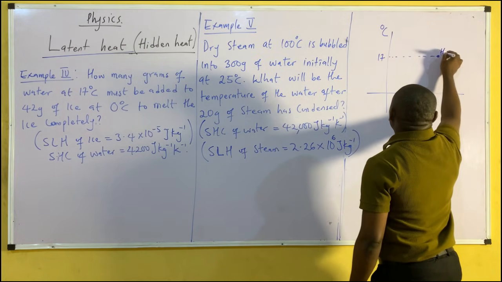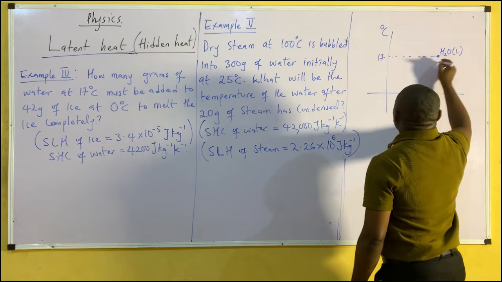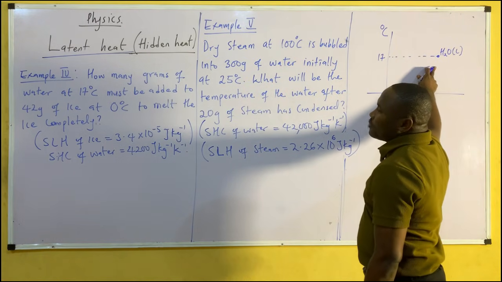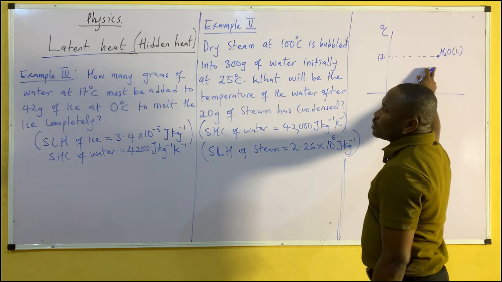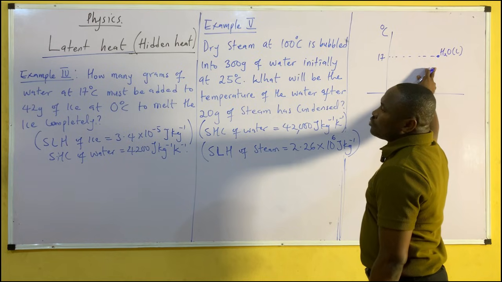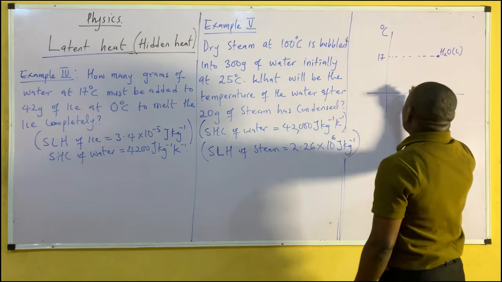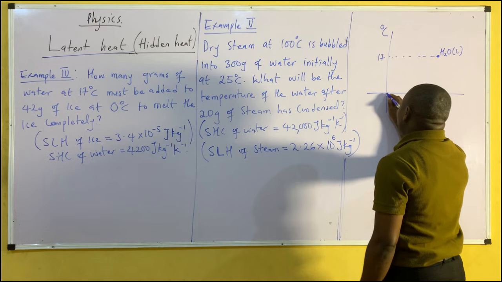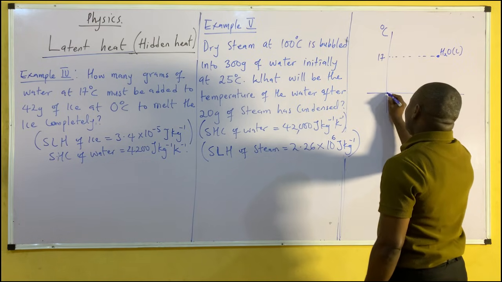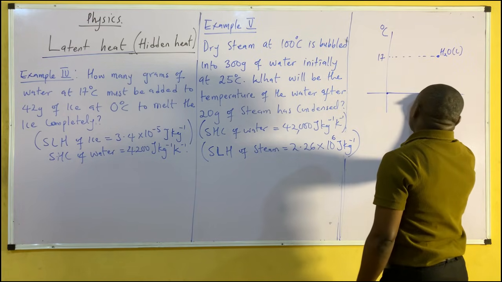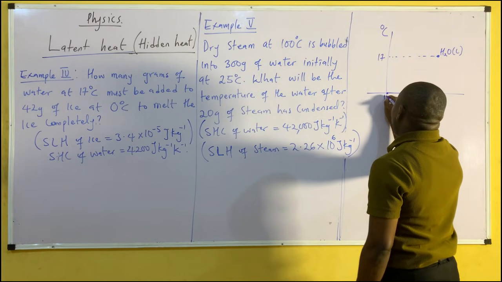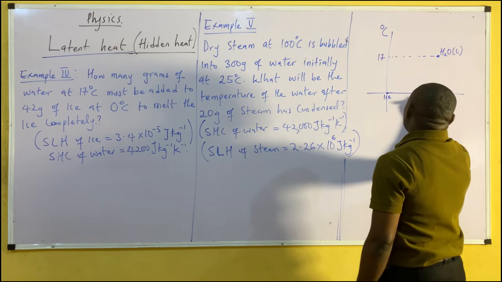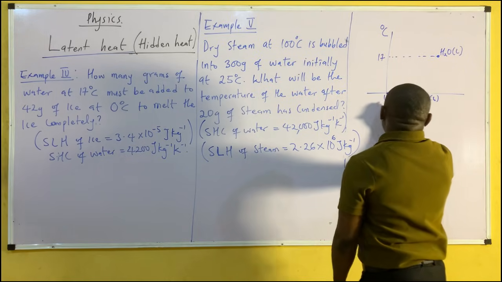So here is H2O as liquid. Now we are asking how many grams of water at 17 degrees Celsius must be added to 42 grams of ice at zero. Remember, this is ice at zero. This is also water at zero. Remember, this is liquid. This is ice.